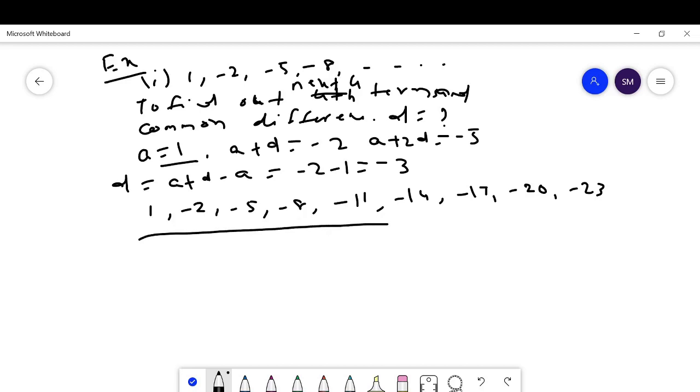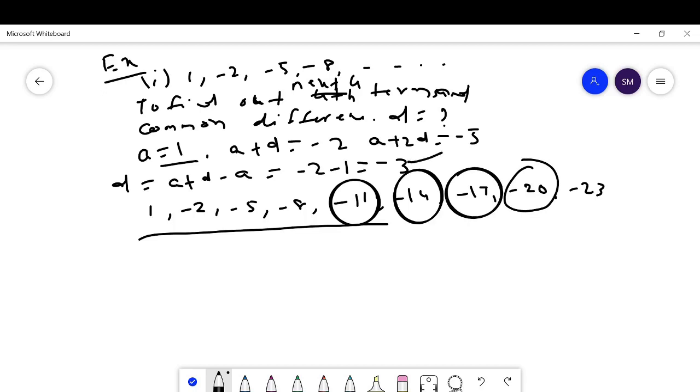Here we have to find out the next 4 terms, means the first term, second term, third term and fourth term, and the common difference D. What is D here? Here D is equal to minus 3.